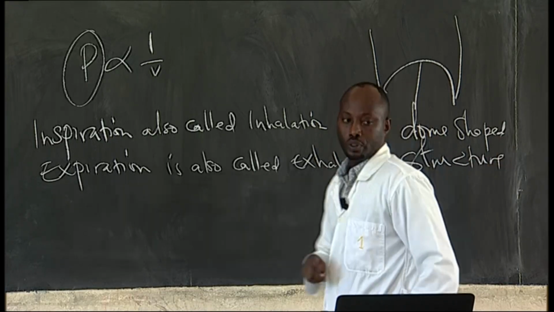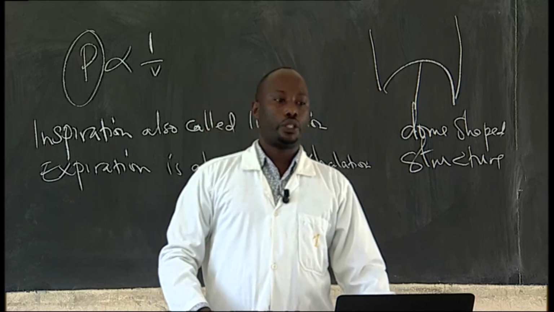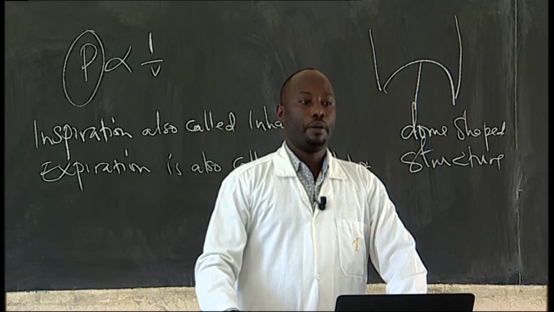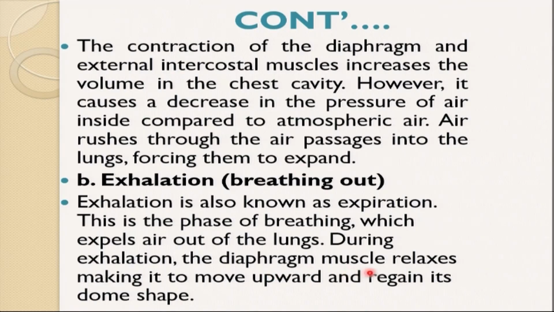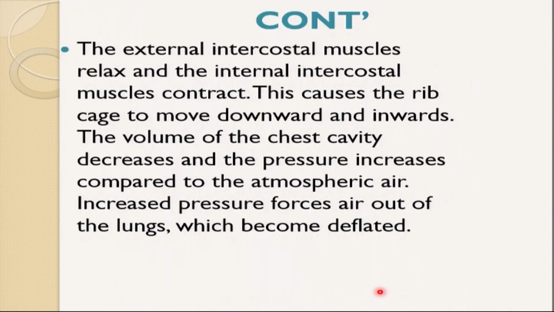All right? And I said during exhalation, the diaphragm muscles relax and move upward and regain their dome-shaped structure. The external intercostal muscles relax and the internal intercostal muscles contract. That was mentioned earlier. The external intercostal muscles relax, but the internal ones contract. And eventually, what happened? The muscles contract, and this causes the rib cage to move downwards and inwards. And now air is going to be expelled out from the body.